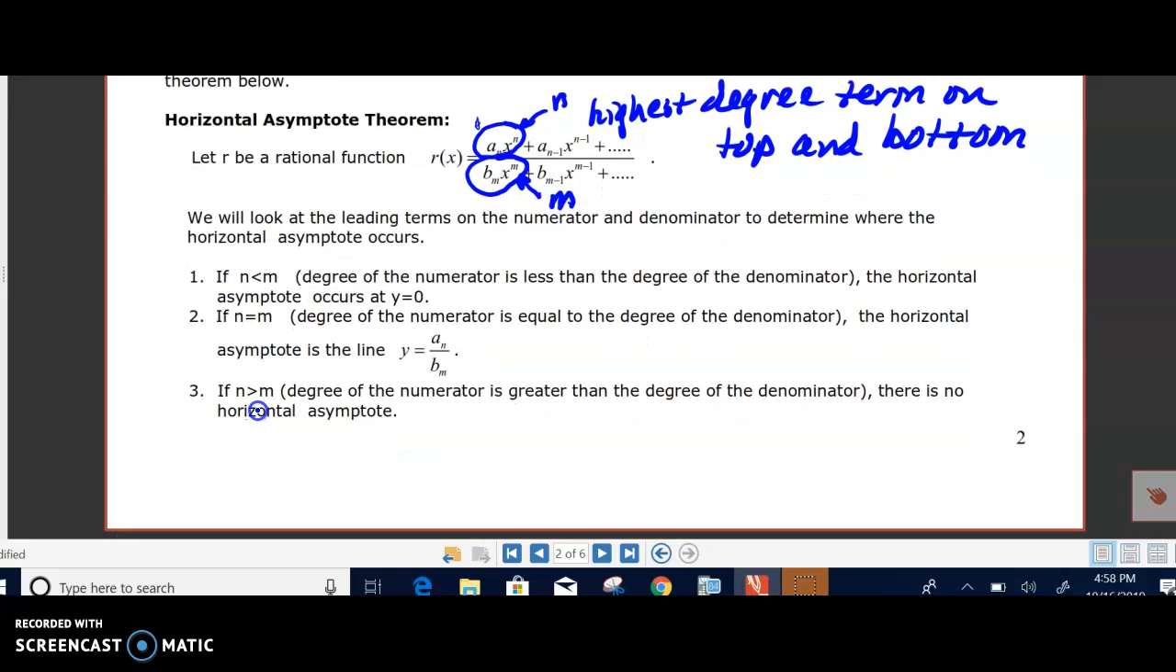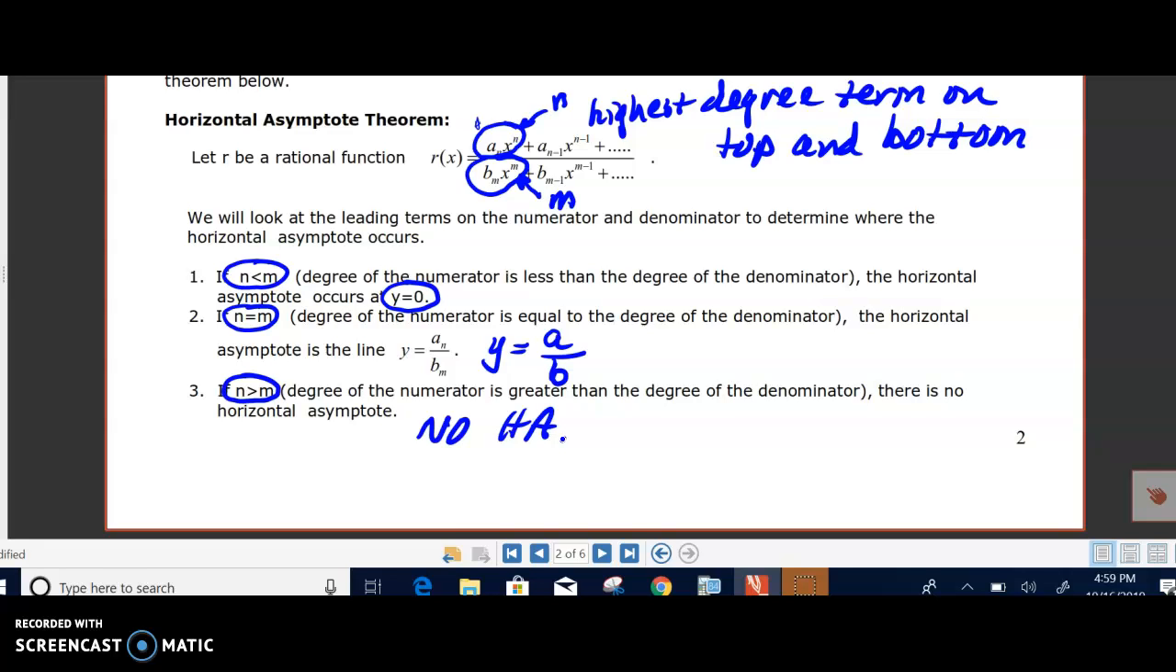And then here's the situation. If the degree, that exponent on the numerator's term, is less than the degree on the denominator, that means n is less than m, then the horizontal asymptote is always y equals 0. If the degree of the numerator is equal to the degree of the denominator, n equals m, then the horizontal asymptote is the line y equals the two coefficients in front divided by each other, a over b. And final case, if n is greater than m, that means the degree of the numerator is larger than the degree of the denominator, there is no horizontal asymptote.